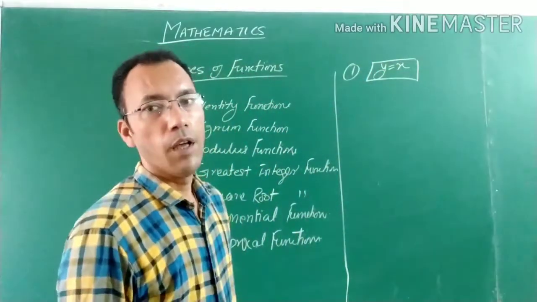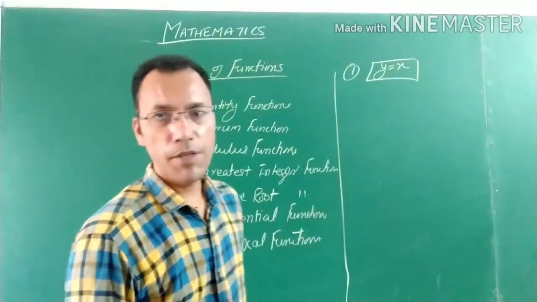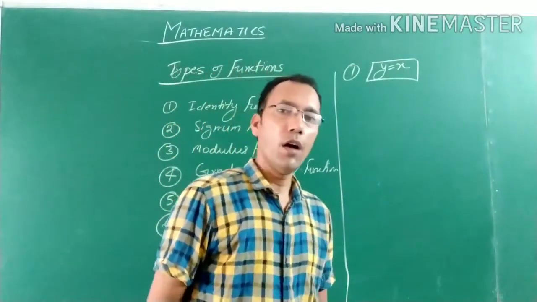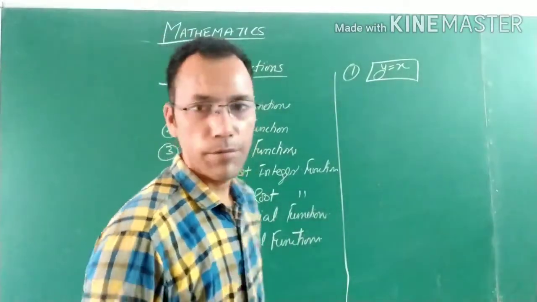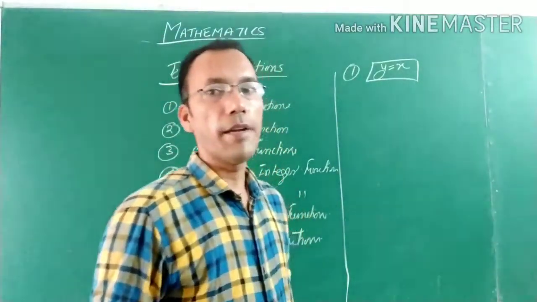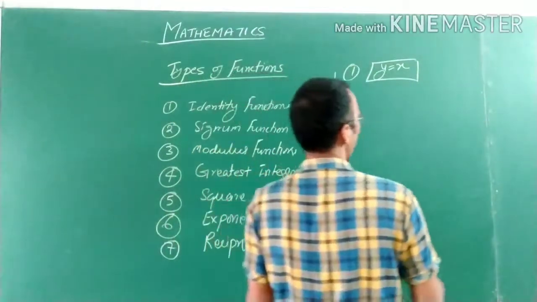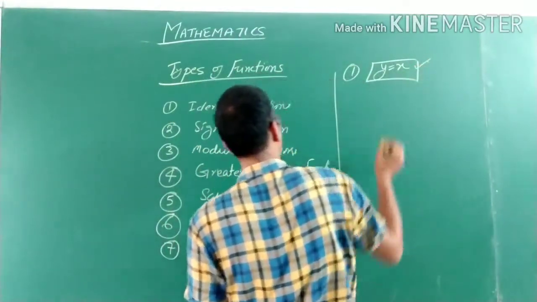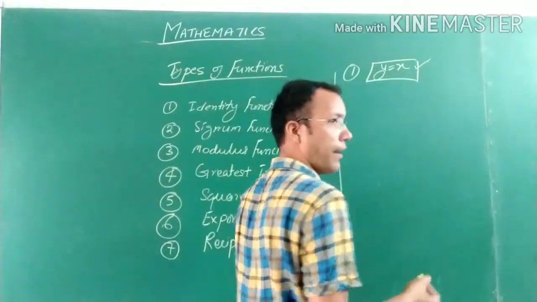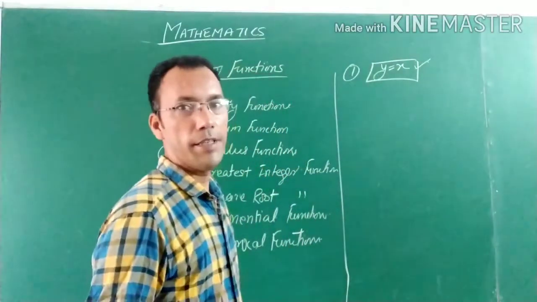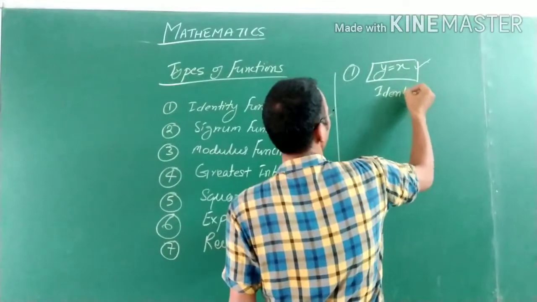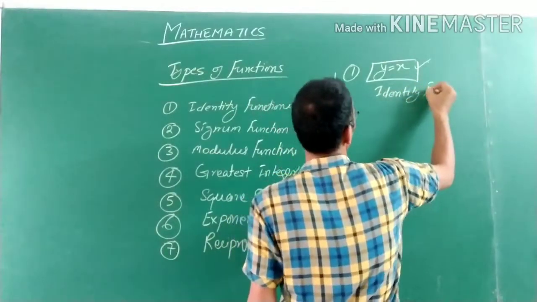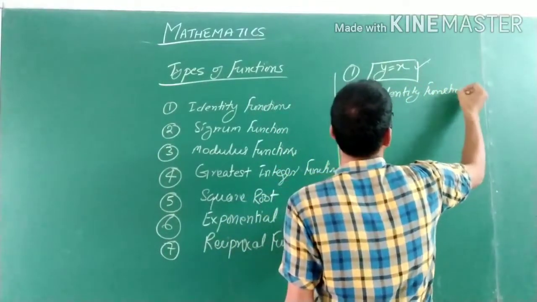That means the image and pre-image are the same, and whatever value of the independent variable x I put, we get the same value. Domain and range are the same. y is equal to x, and this is called the identity function.